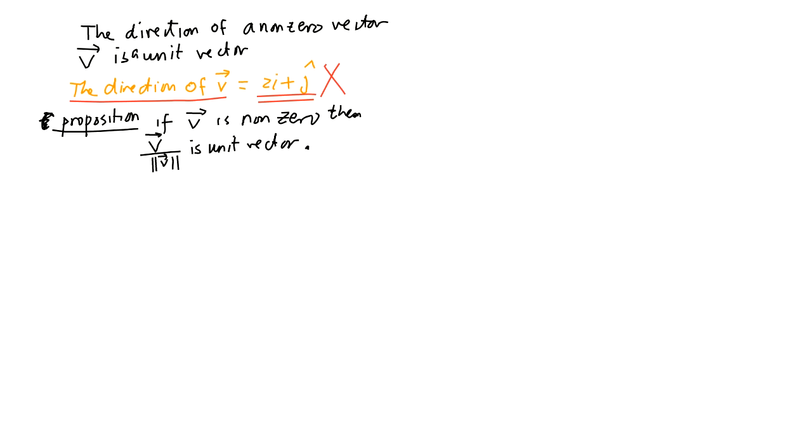Why do we need this? This proposition means that if you have any non-zero vector and you divide the vector by its norm, then you will get what? You will get a unit vector. For example, take V to be 4i minus 3j.